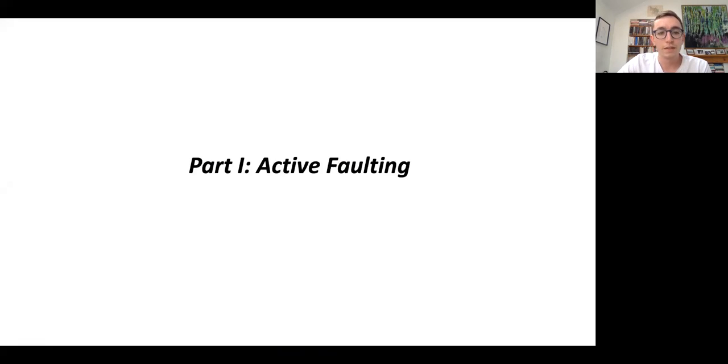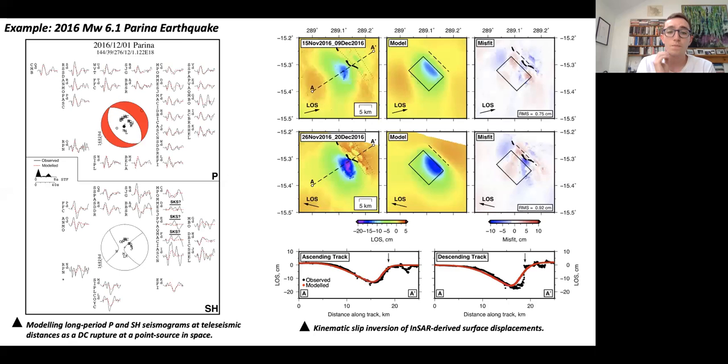So let's get stuck in and have a look at some observations. What's going on in terms of the active faulting in this region? The methods that I'm going to focus on using are principally looking at moderate magnitude and large magnitude earthquakes in this area. Focusing on these large events is important because if we want to synthesize how the entire mountain range is deforming, we need to look at the big structures, the big faults that are moving the fastest.